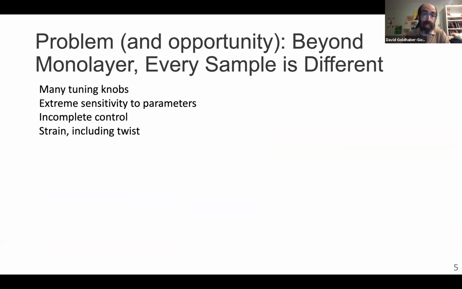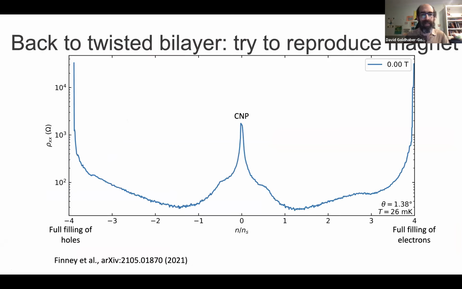In any case, I mentioned that this leads to every sample is different. So now I'm going to tell you about the next different sample. So this was an attempt to make two twisted layers aligned with boron nitride. In this case, we got a twist angle between the two layers that was a bit larger than we wanted, not 1.2 degrees, but nearly 1.4 degrees.